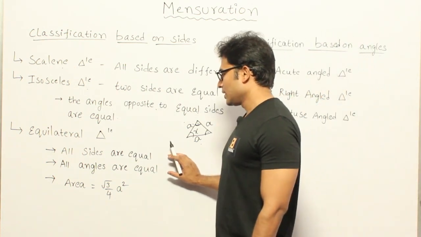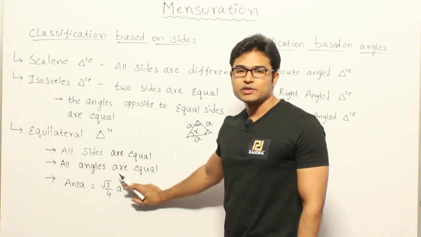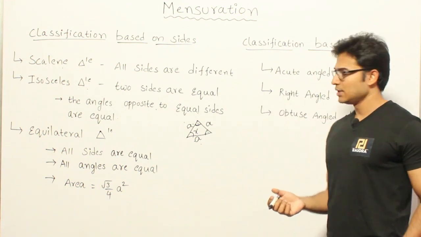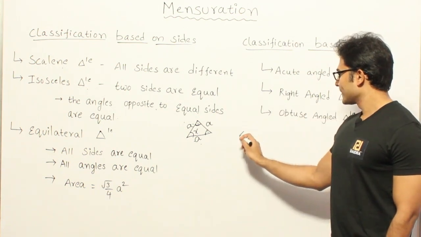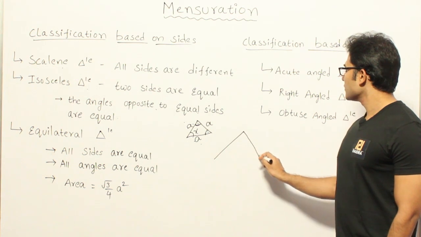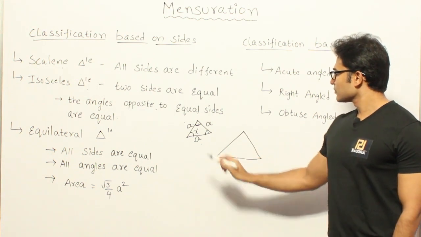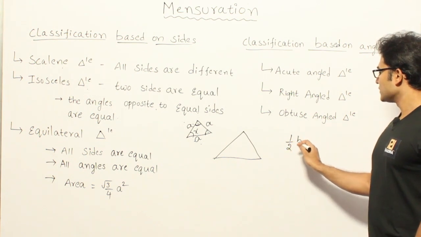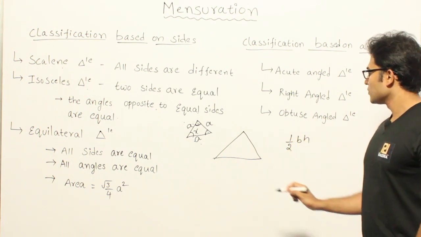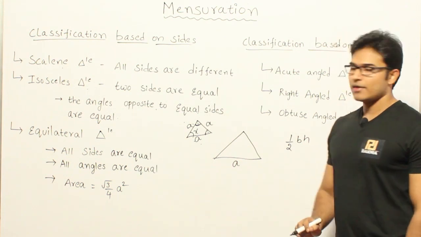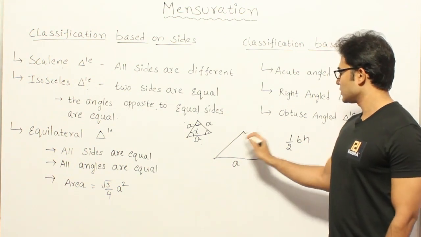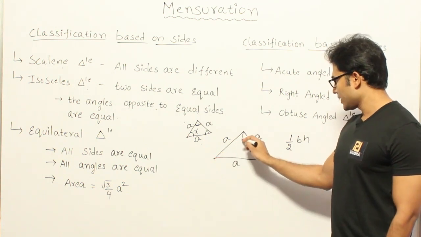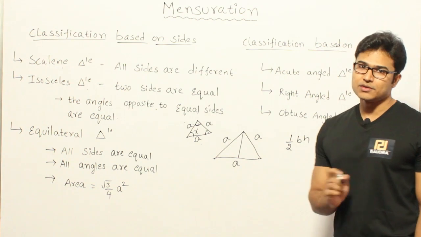Now one more thing is, the area of an equilateral triangle is root 3 by 4 a square, where a is the side. So we can also prove this. Now let us assume that this is the equilateral triangle. We already know that the area of a triangle is half into base into height, right? Since all of them have side a, you can consider anything as a base. Let us assume that this is the base.